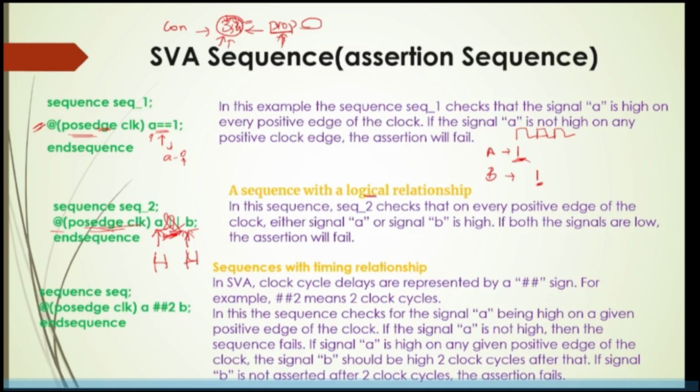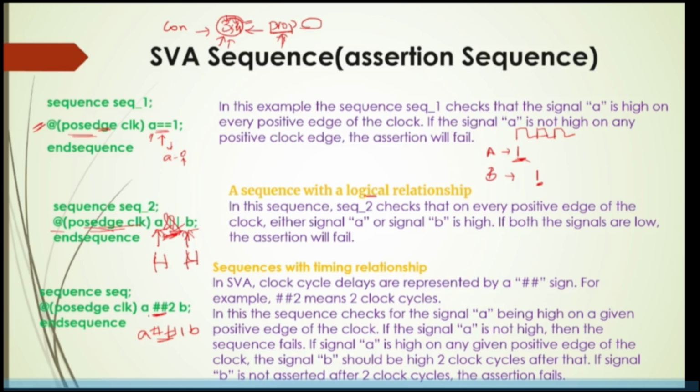Then how are we going to write it as an assertion? a ##1 b. That means, what happens? Double hash means it's a delay symbol. You already know that hash is nothing but a delay symbol. So in assertions you will be using double hash in order to show the clock delay.